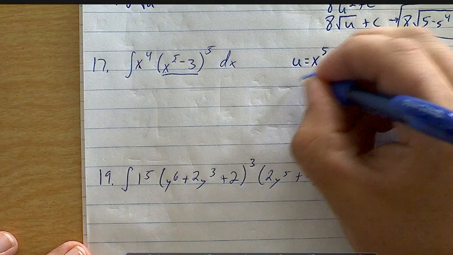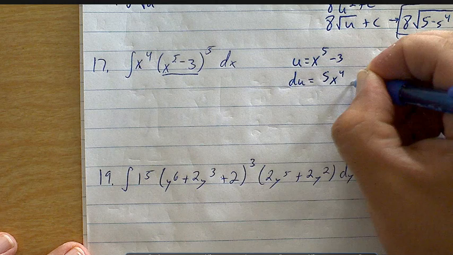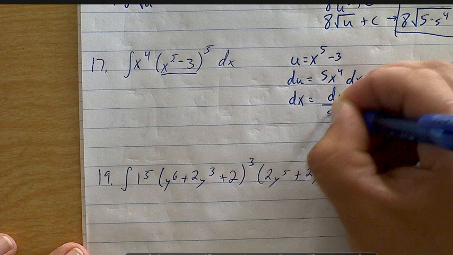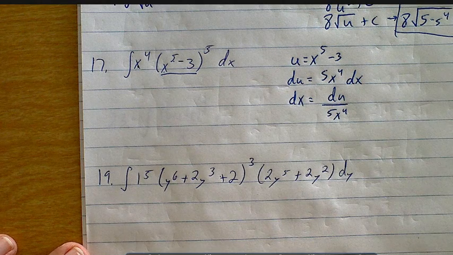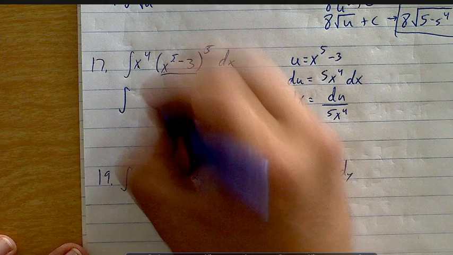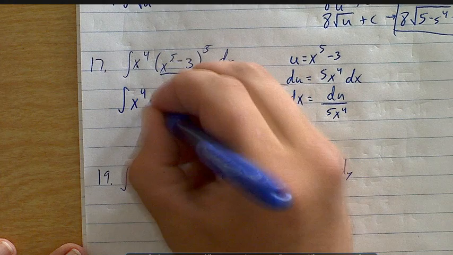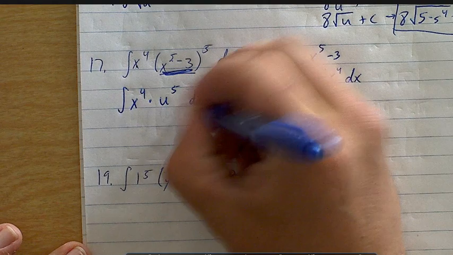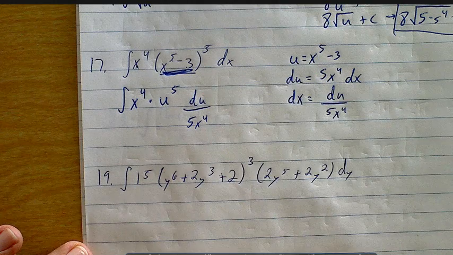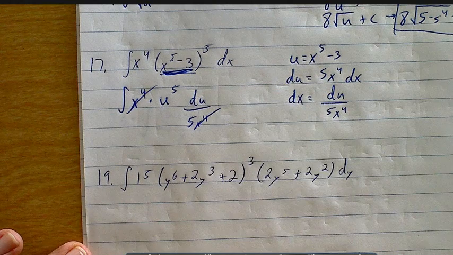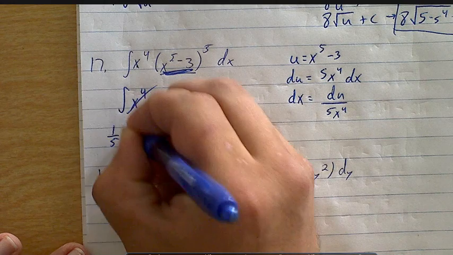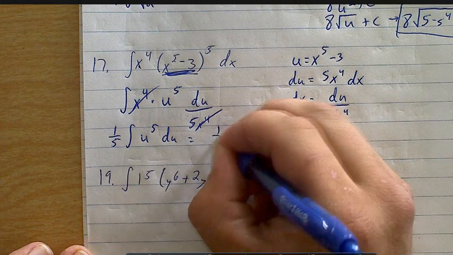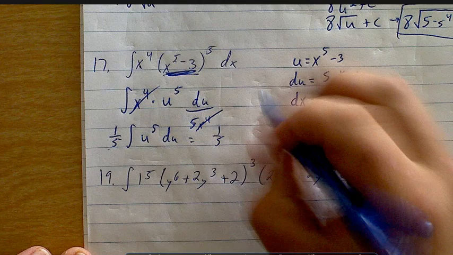So now I do my substitutions. X to the 4th times u to the 5th. Again, this is my u. Du over 5x to the 4th. X to the 4ths cancel. The 5 I'm going to bring out front as 1/5 the integral of u to the 5th du. The 1/5 stays. Add 1 to the exponent and divide by the new exponent. So you get 1/30 u to the 6th, and when I substitute u back in, plus c.